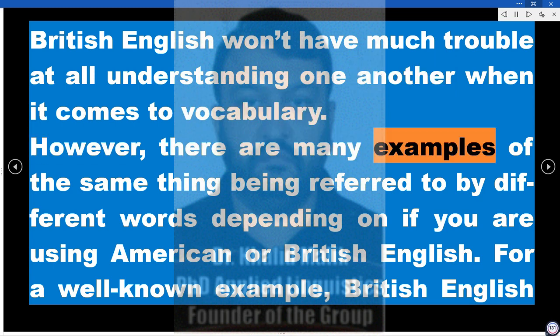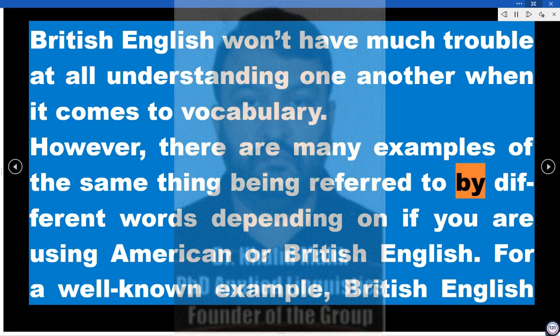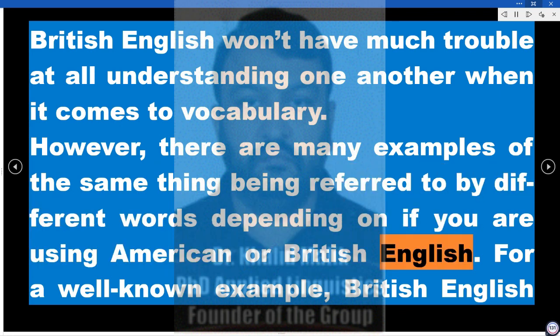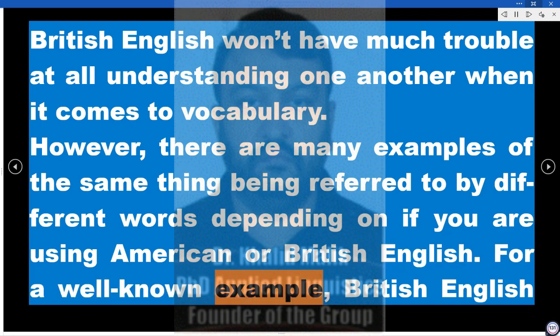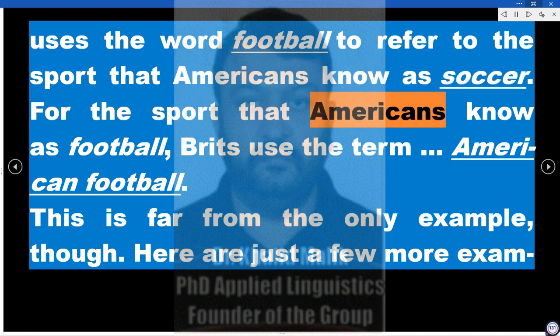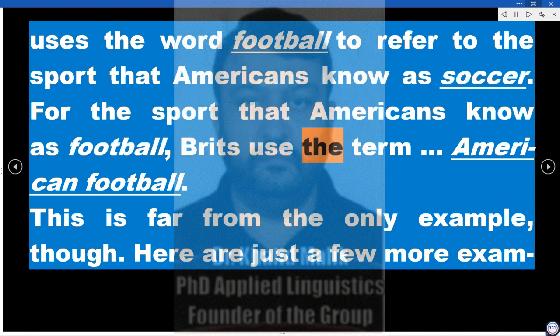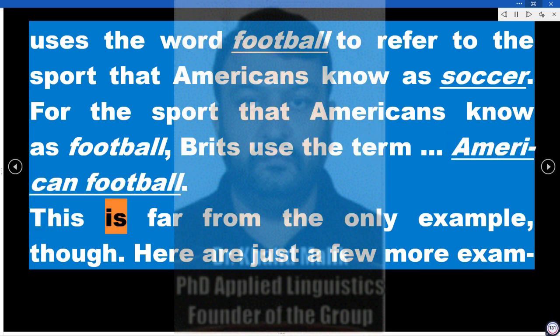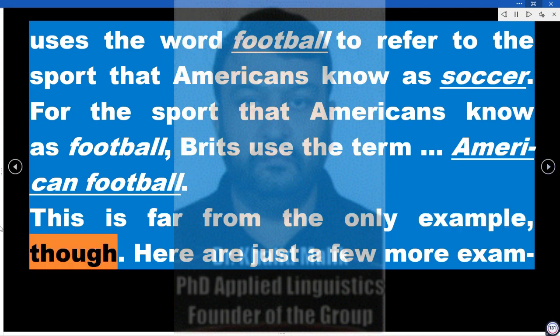However, there are many examples of the same thing being referred to by different words, depending on if you are using American or British English. For a well-known example, British English uses the word "football" to refer to the sport that Americans know as "soccer". For the sport that Americans know as "football", Brits use the term "American football". This is far from the only example, though.